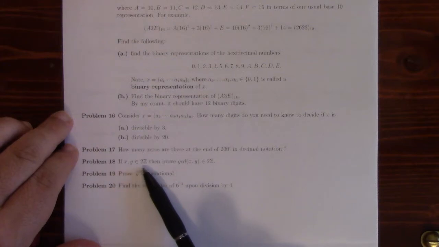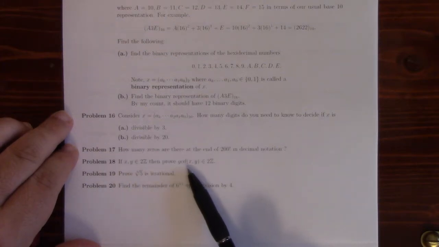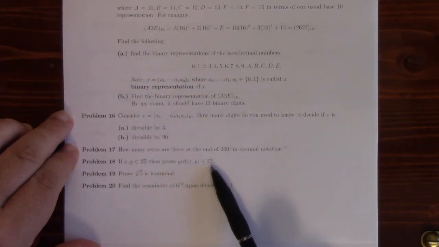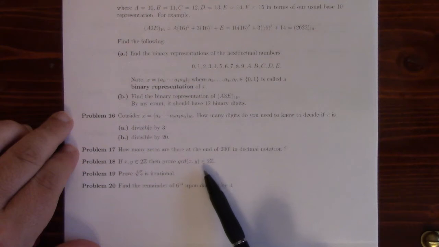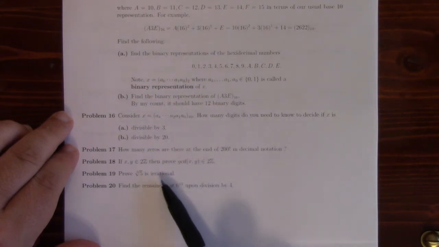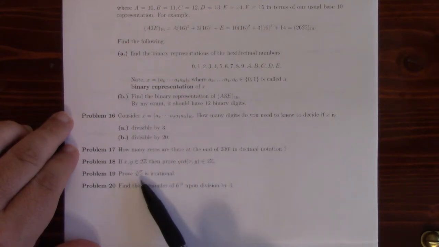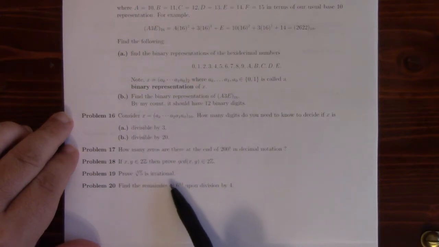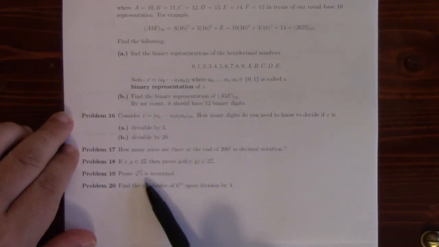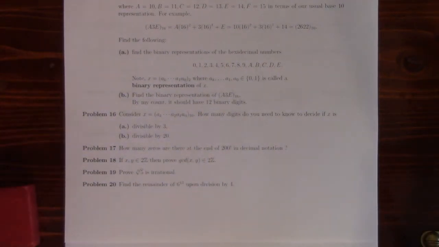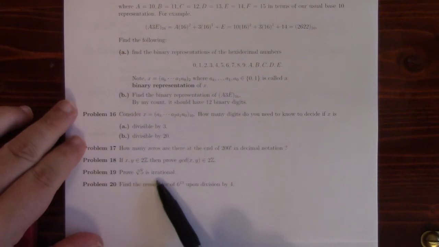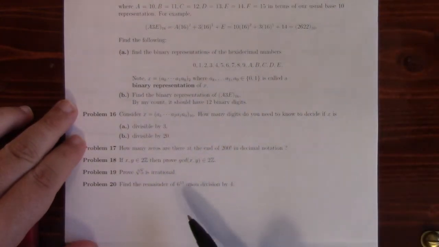If x and y are in 2Z, prove that the GCD of x and y is also even. I forget how to prove that, but I don't think it's that complicated. Prove the cube root of 5 is irrational. You suppose otherwise, and you can come to a contradiction, I believe. I did something similar to that in the lectures.